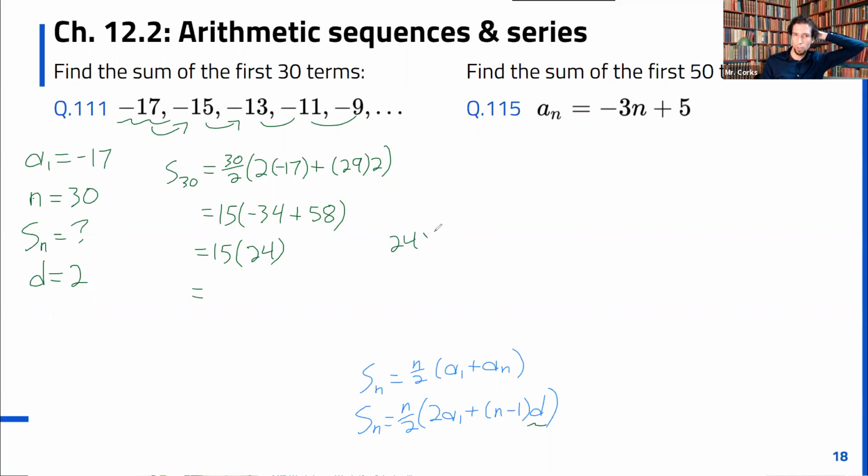24 times 1.5. This might be easy enough to do in our heads. That's going to be 36, and then we just add a 0 to the end of that. 360. Okay, there's our answer. Partial sum for that sequence here. We could find the general term, but we weren't asked to do that. We just want that partial sum. Please do the same thing for the one on the right here.